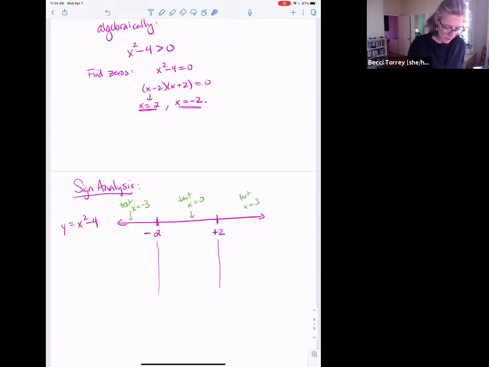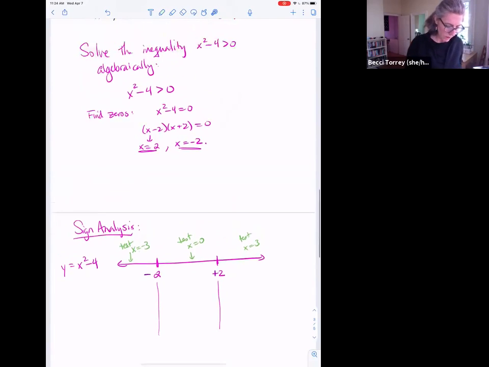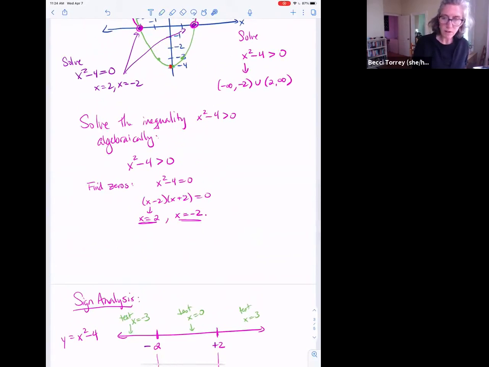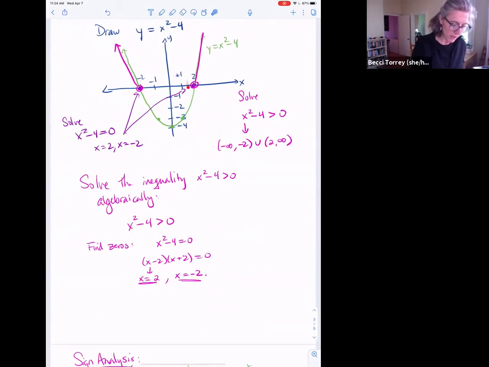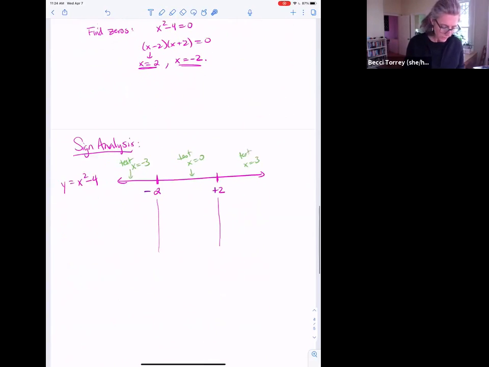And what you're doing is you're saying, okay, if I plug in 0 and it gives me a negative number, that means all the numbers between minus 2 and 2 are going to be negative. If I plug in 0 and it gave me a positive number, that would mean all the numbers between minus 2 and 2 are going to give me a positive number, because it can't switch anywhere except where it's 0.